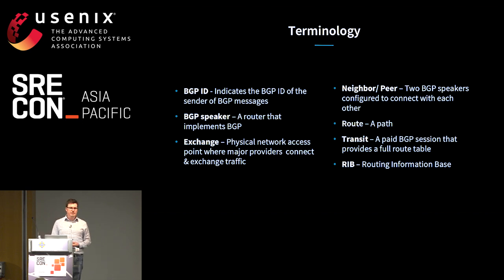A route is basically a path to a network. Transit is basically the same as a neighbor or a peer, but the transit peer provides a full BGP routing table. And usually you have to pay for this. And then RIB is the routing information base, which is basically the on-router database that stores all of our routing information.